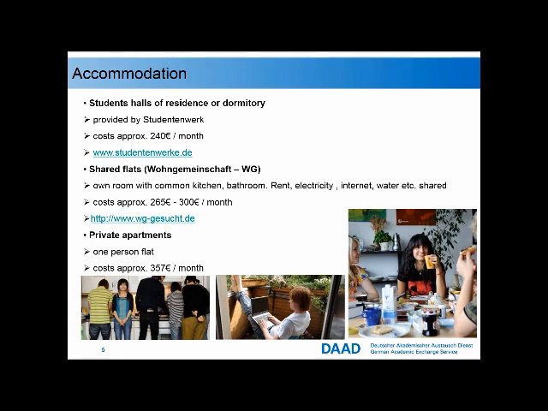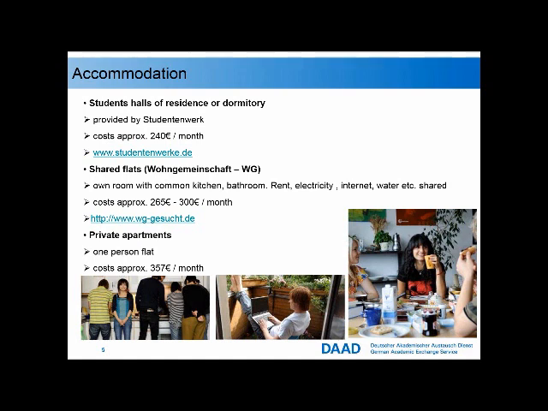Now, the second important thing before you go to Germany is to look for the accommodation where you will stay in Germany. There will be different options for you to stay in Germany. The one is a dormitory or a student hostel. The second is you can stay in a shared apartment with other students. And the third one is a private apartment. There is a certain distinction in the cost, not a very large difference. Most of the students in Germany prefer a student hostel or shared flats.